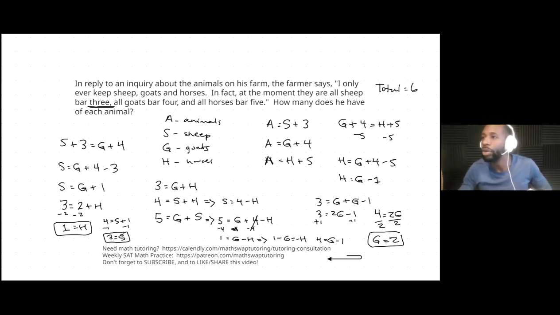So while I'm on here, let's check the answer. It says 3 sheep. Yep, we got that. 2 goats and 1 horse. Got it. I got scared for a second. I was solving it weirdly, but I still did a system of equations, just in a different way than I started out. So let me know if you got the answer.